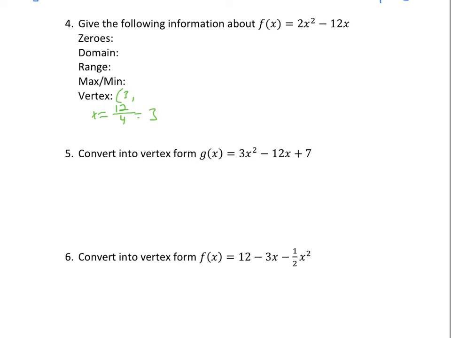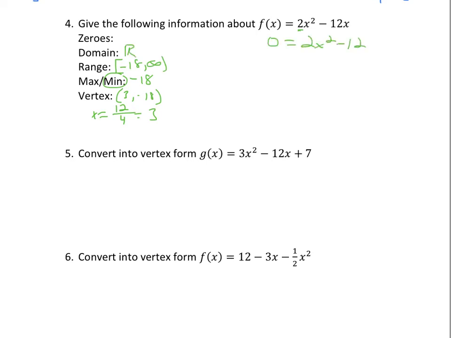So I've got 18 minus, let's see, 3 squared is 9, 18 minus 36 is negative 18. Right, so I've got a minimum because a is positive, at negative 18. Range is going to go from negative 18 to infinity. Domain's all reals.